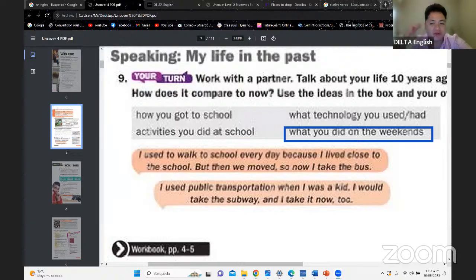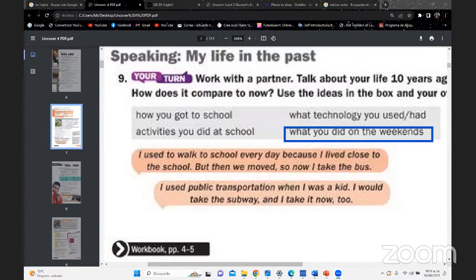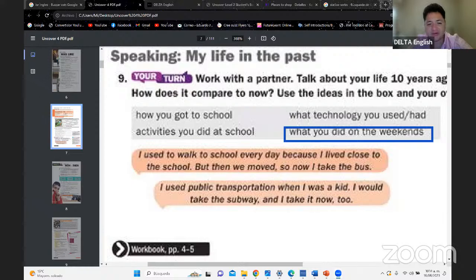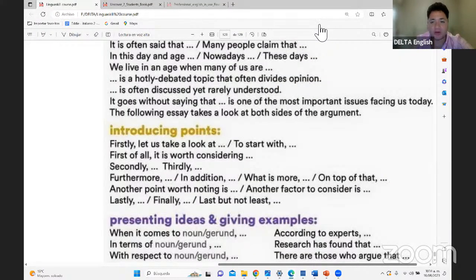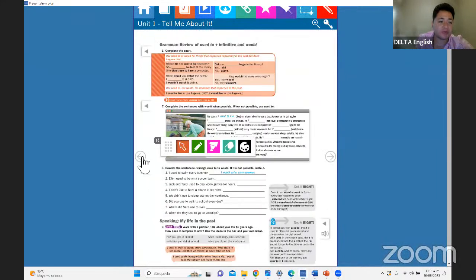How about you, Heidi? What did you used to do on the weekends? Yes, teacher. I used to visit my family and eat with them on weekends 10 years ago. Okay, very well. So tomorrow we're going to use what we learned, this structure, used to, in the expressions of time. We still have some more to learn. And well, this is part of the first unit.